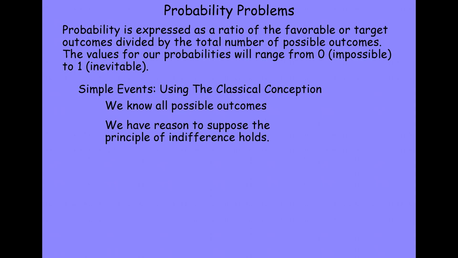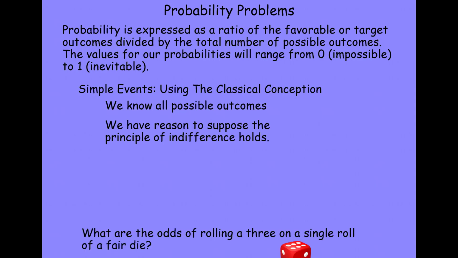We have reason to suppose that the principle of indifference holds. And the principle of indifference just says that each possible outcome is just as likely as every other possible outcome, so that no possible outcome is favored. Nature is indifferent towards the different outcomes. So if we know all the outcomes and we have good reason to suppose that none of them is more likely than another, we can always use the classical conception of probability to assign probabilities to the simple events.